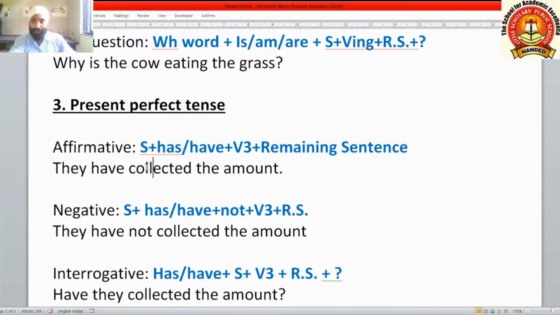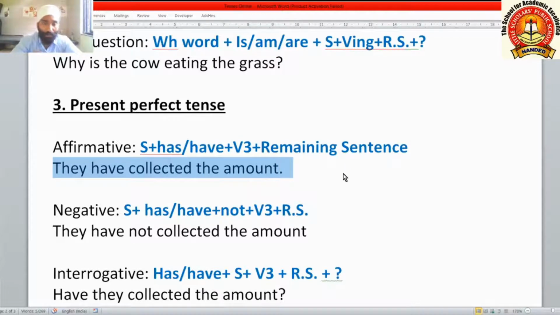And what is important here is that this action is completed. When the action is complete, it is called a perfect action. So perfect tenses we use to tell the complete action. So this action which is recently completed, recently meaning which has a connection with the present, such a completed action is expressed through the present perfect tense. They have collected the amount.